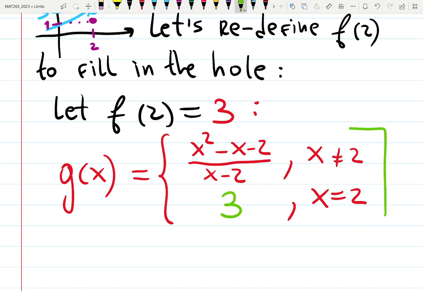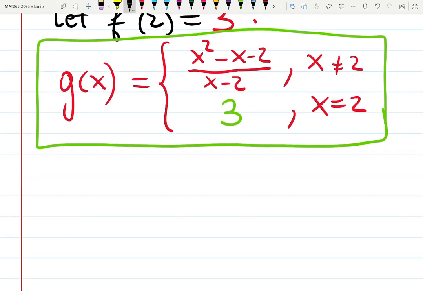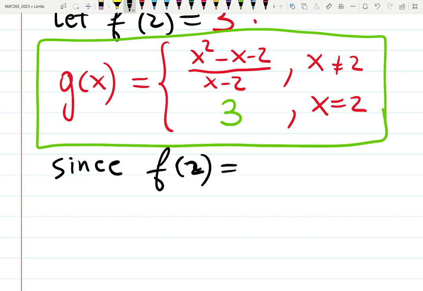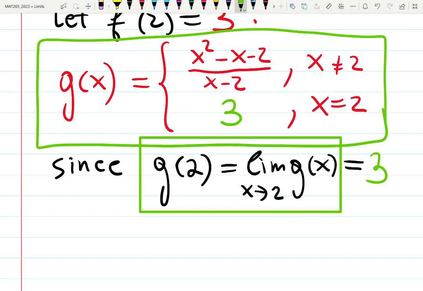This function is continuous. You can check it using all the steps we just did. Left limit and right limit give you 3. G of 2 is also 3. And I will write down, since g at 2 now equals the limit as x approaches 2 of g of x, they are now the same. Doesn't even matter which numbers. What's important is they're the same. The function is continuous. So put this in the table.